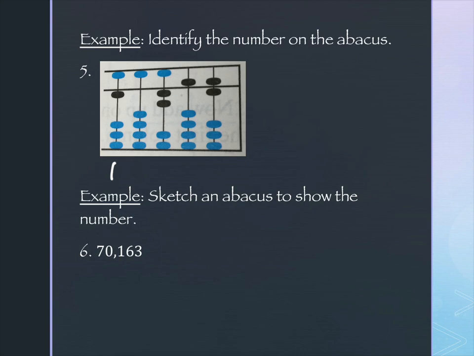How about the second rod? 0. There's no beads that are pushed toward the middle at all. Third rod? 2. And 6. Okay, remember, beads that are pushed from the top down are worth 5. Beads pushed from the bottom up are worth 1. So this is the number 10,256.